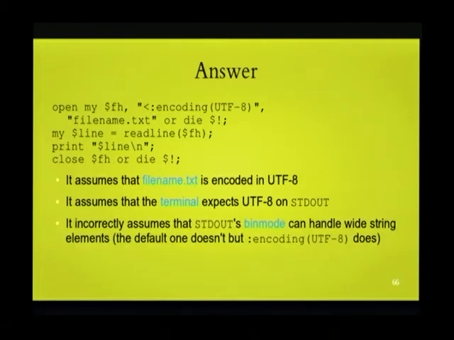And the third bug is that it incorrectly assumes that STDOUT's binmode can handle wide string elements. A wide string element means that a string element is greater than 255. So to fix this, you could do binmode STDOUT, ':encoding(UTF-8)', assuming that whatever's reading your STDOUT wants UTF-8.